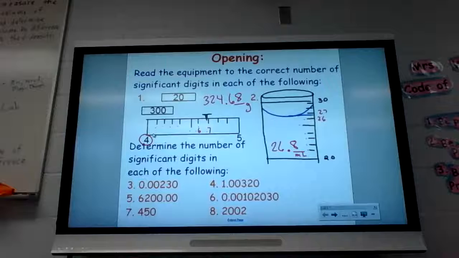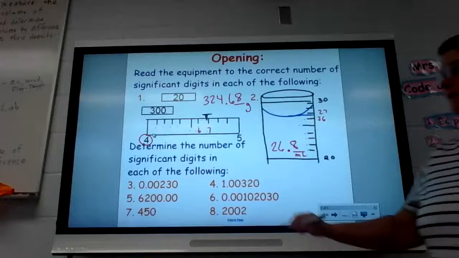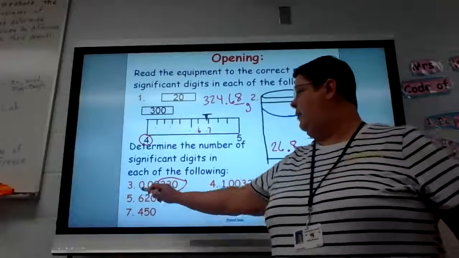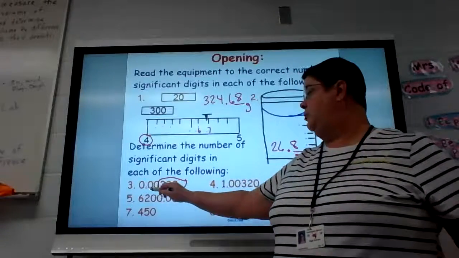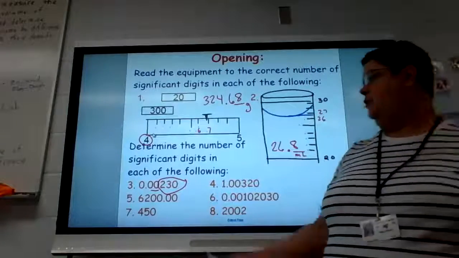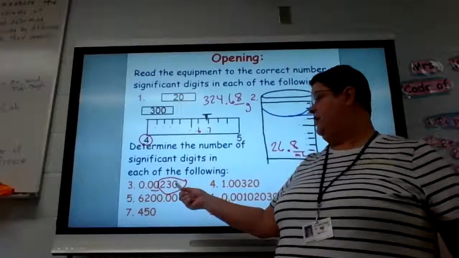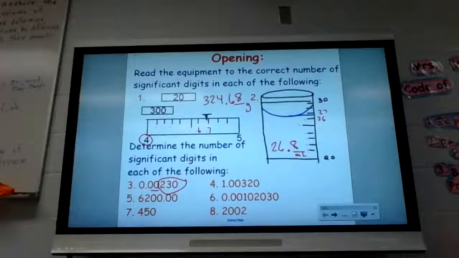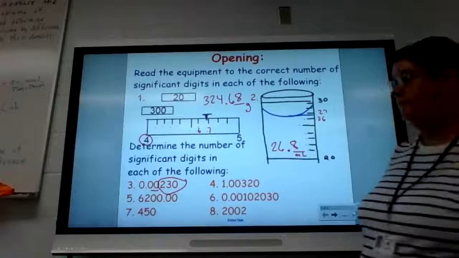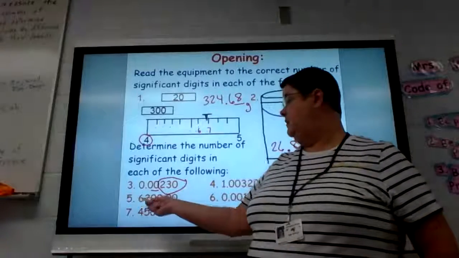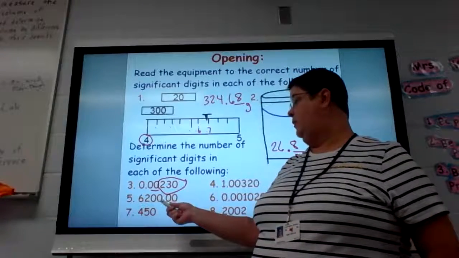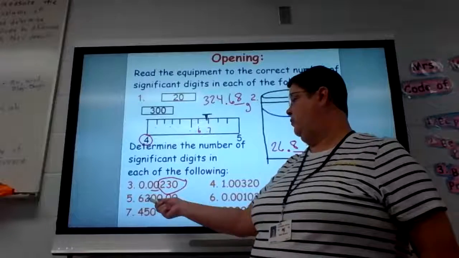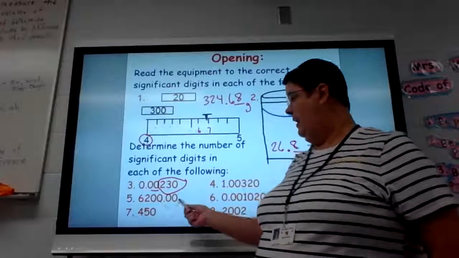All right, so number 3, how many significant digits? 3. Okay, these 3 right here are significant. That's, hey, there's a decimal. These 2 are placeholders, so they're not significant. 2 and 3 are non-zero. This one is after the decimal and after the non-zero digits. So there's 3. How many in number 5? We're just going down the column. There are how many? 6. There are 6. Non-zero. These 2, the decimal is written, so they're significant. And these 2 are after the number and after the decimal.